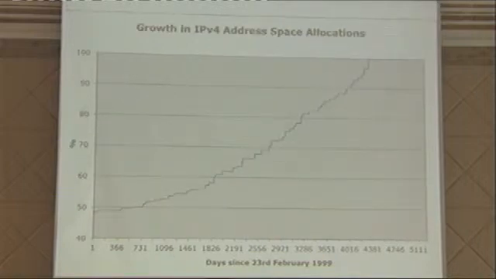Growth in v4 address space allocations, well, obviously, we've run out. But that little blip there was when IANA got some address space back and reported it as such, so it appeared as a 99.9% usage. A couple of /16s or something appeared in the IANA list, so I picked them up there.